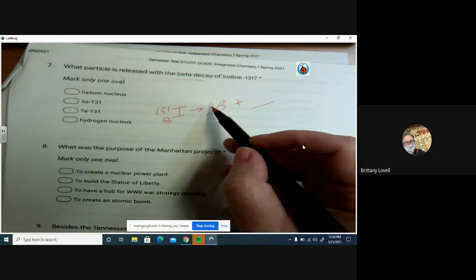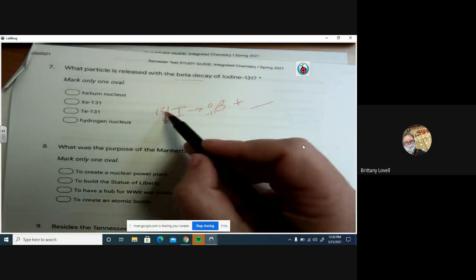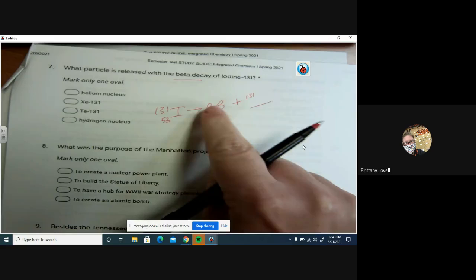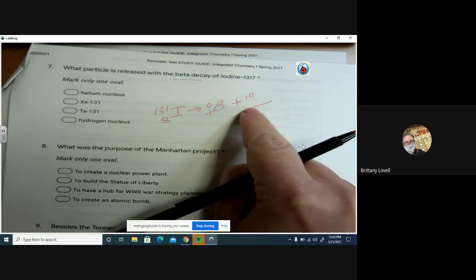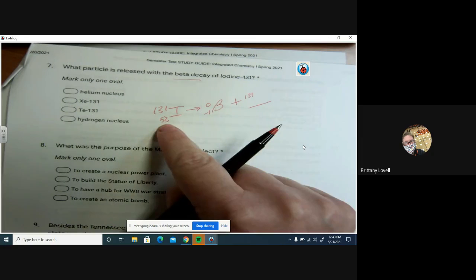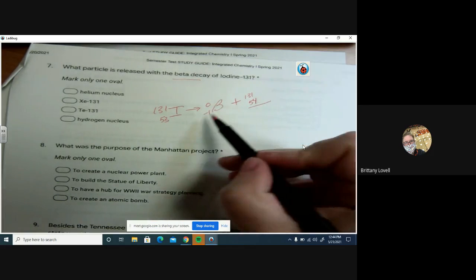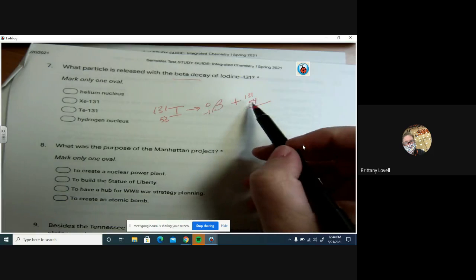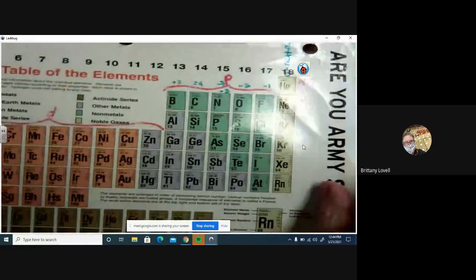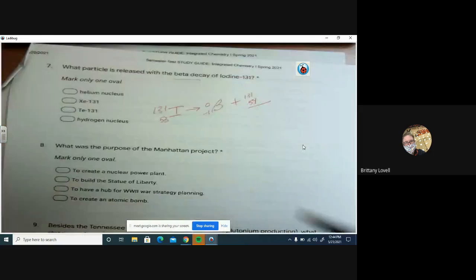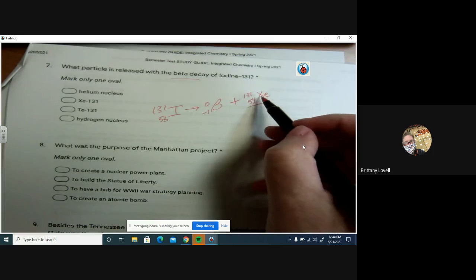So in order to do this, remember this side of numbers has to match this side of numbers. So we know this is going to be 131 on top, because 131 and 0. And then -1 plus what number would get us 53? Well, over here on the side, it would have to be 54, because 54 minus 1 would get us 53. So then we just have to figure out which element is number 54. Okay, so number 54 is that one right there, xenon, Xe. So xenon is number 54, and we call this xenon 131, which is that one.